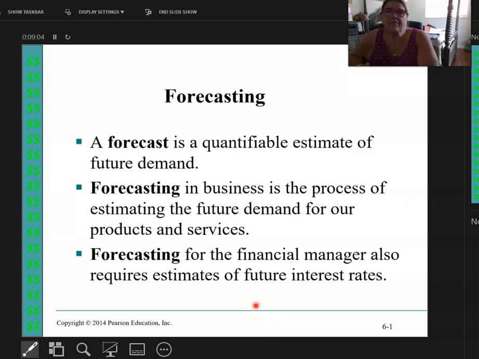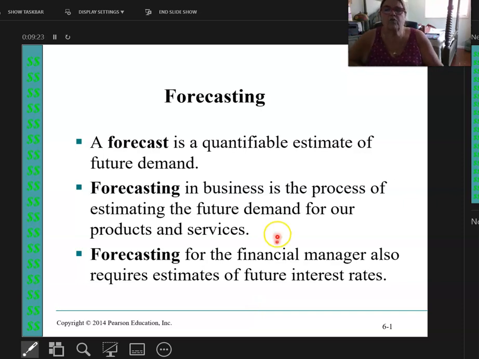Okay, so let's talk about forecasting. I'm not going to go over a lot of definitions. I will read them. We'll talk about them a little bit. But when you forecast, it's a quantifiable estimate of future demand. Quantifiable means quantity. How much do you expect to sell or make in the future?